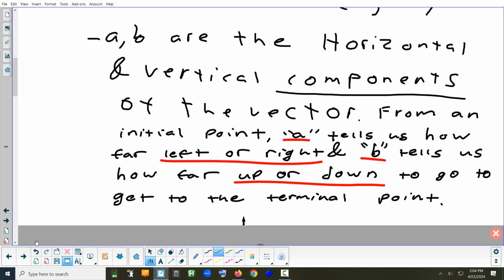But there is something that this notation doesn't tell you. When I write something like 3, 2, it tells me to go 3 right and it tells me to go 2 up. But what doesn't it tell me? Your starting point. It doesn't tell me a starting point, and that's because the starting point can be anywhere. It doesn't matter where you draw it.